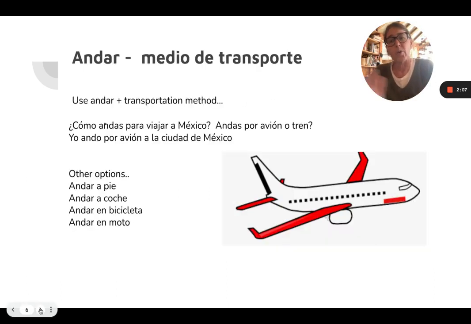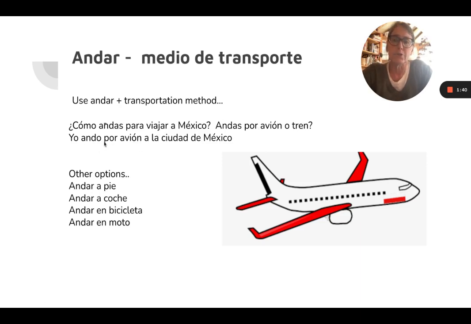The other thing with andar, right, is a medio de transporte. So how are you getting yourself to Mexico or to Italy or wherever it is you're going, to San Francisco, whatever? So you use the verb andar plus a method of transportation. So you might ask, ¿Cómo andas para viajar a México? ¿Andas por avión? ¿Andas por tren?